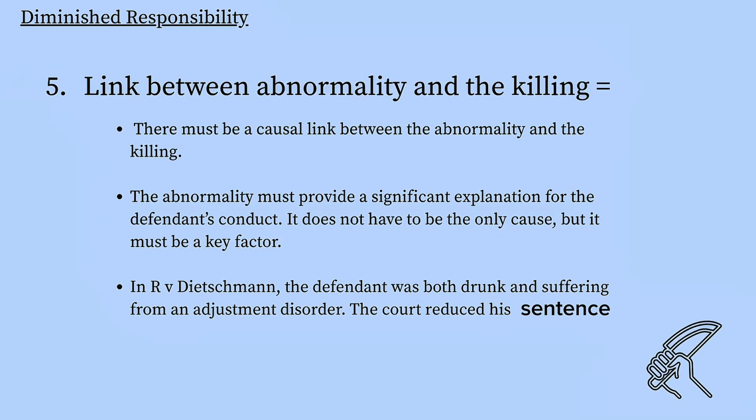So next, there has to be a link between the abnormality and the killing. So there must be a causal link. If there's no link, we cannot draw the conclusion that the defendant's condition caused the killing. Otherwise, it just wouldn't be fair. So there has to be a link between the two, and the abnormality must provide a significant explanation for the defendant's conduct. It doesn't have to be the only cause, but it has to be a key factor. In R v Dietschmann, the defendant was both drunk and suffering from an adjustment disorder, and the courts reduced his sentence.